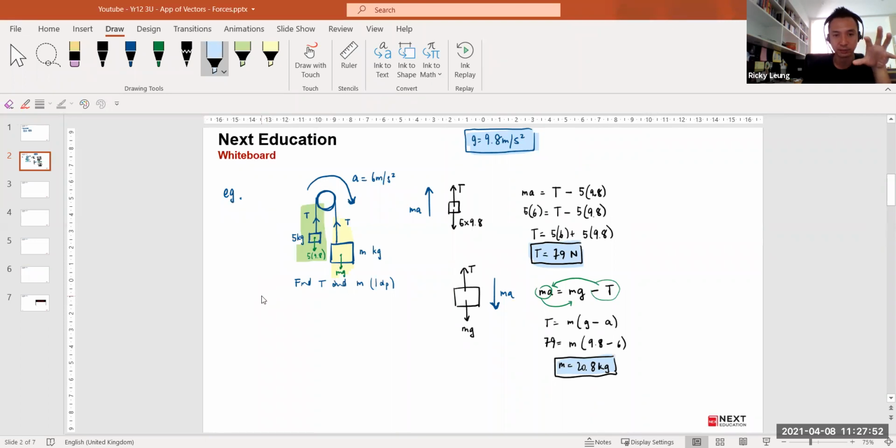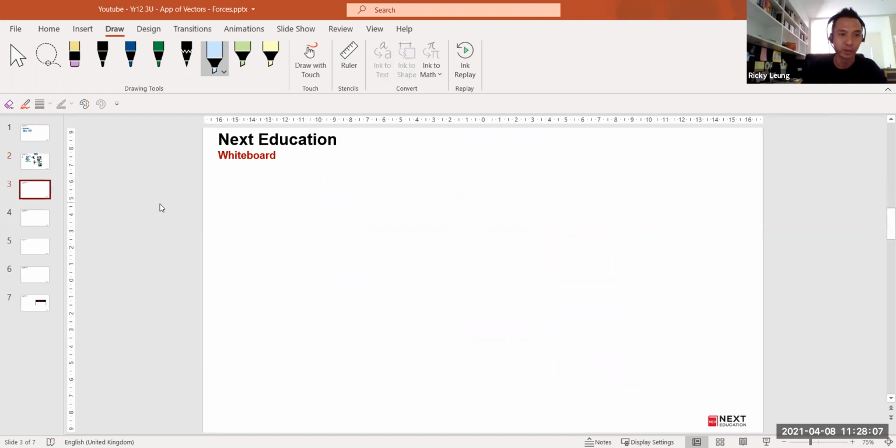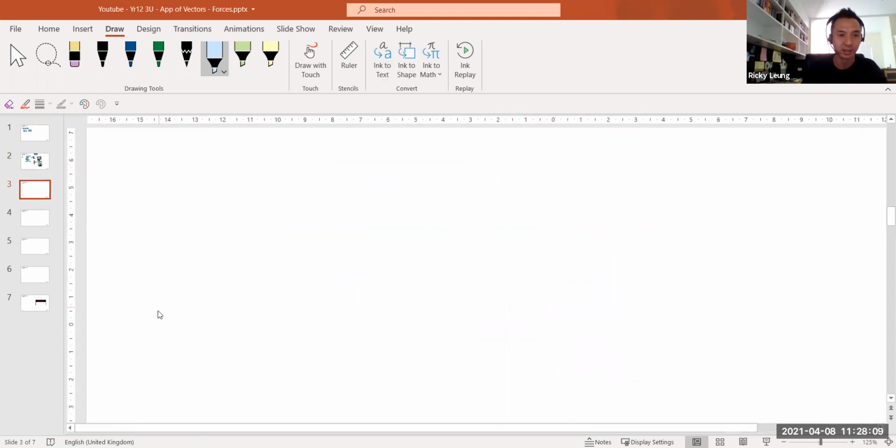So a pulley system that has movement in one direction based on the fact that one mass is heavier than the other. So another one. The next one is a bit more involved because there are two tensions, but it's a very common question indeed. So make sure you can do something like this.